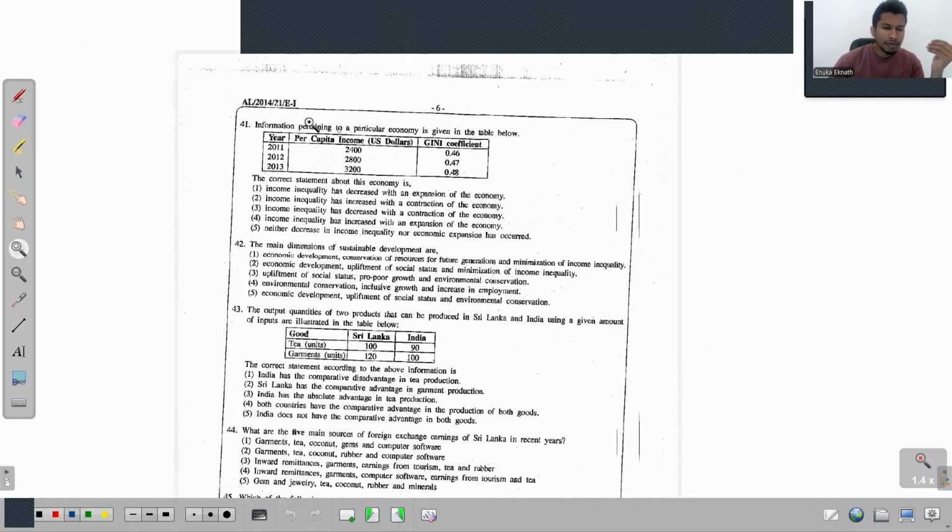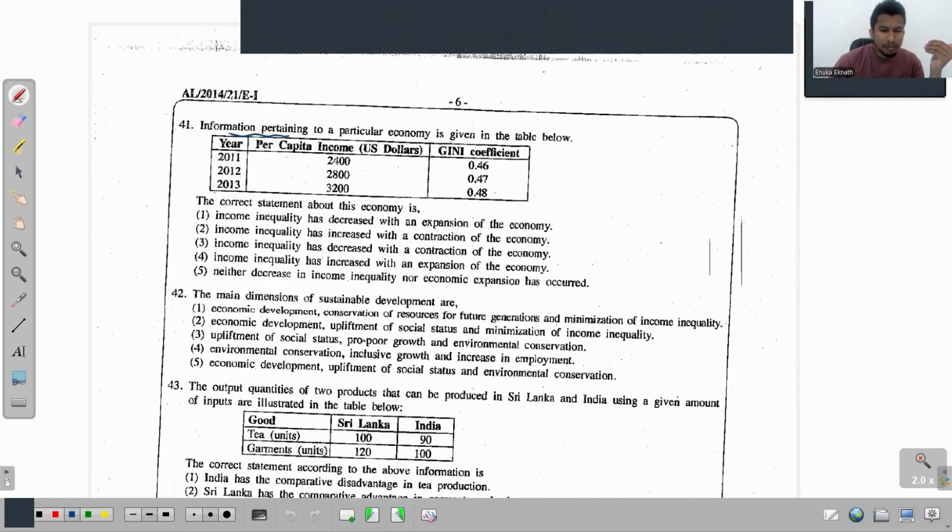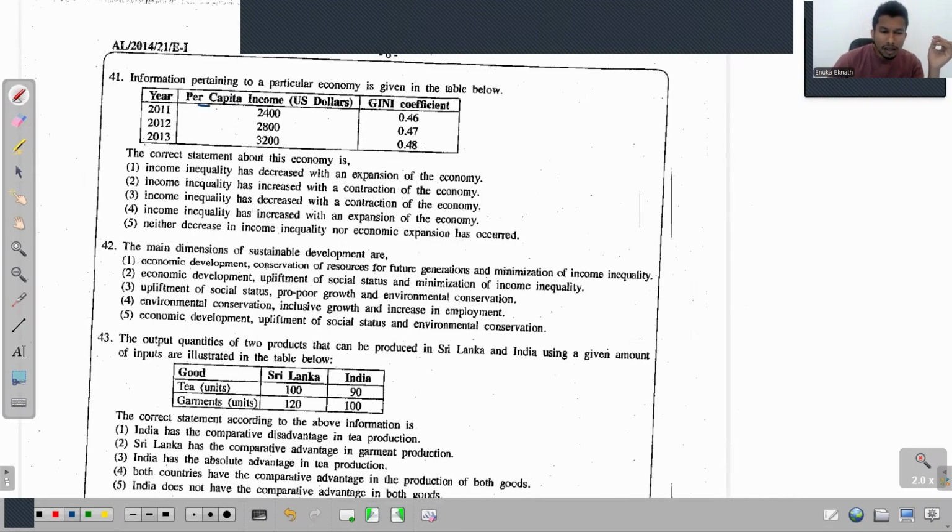Right, look at this question 41. Information pertaining to a particular economy is given in the table below. And then they say the correct statement about this economy is. Right, look at this one. We get the data related to per capita income and Gini coefficient. And what has happened to this per capita income over the years? The per capita income has increased. Even the Gini coefficient has increased.